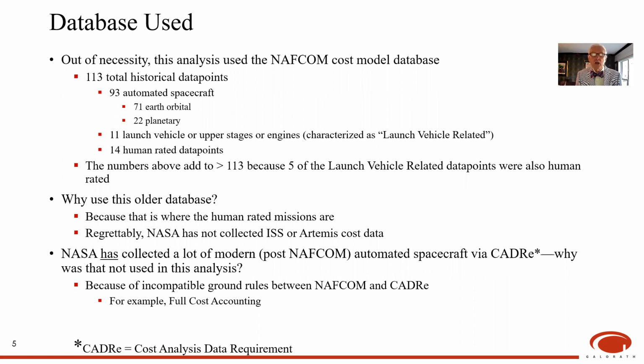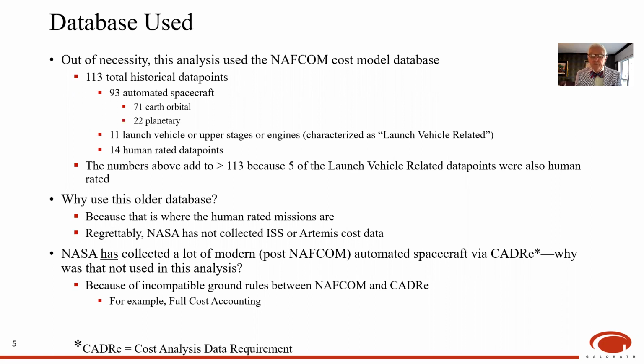It also had 11 launch vehicle or upper stages or engines in the database. And in this study, I characterized any of those as launch vehicle related. It had 14 human rated data points, which is what we're really after here. Now, those numbers don't add up to 113 because 5 of the launch vehicle related data points were also human rated. Okay, so why am I using this older database?